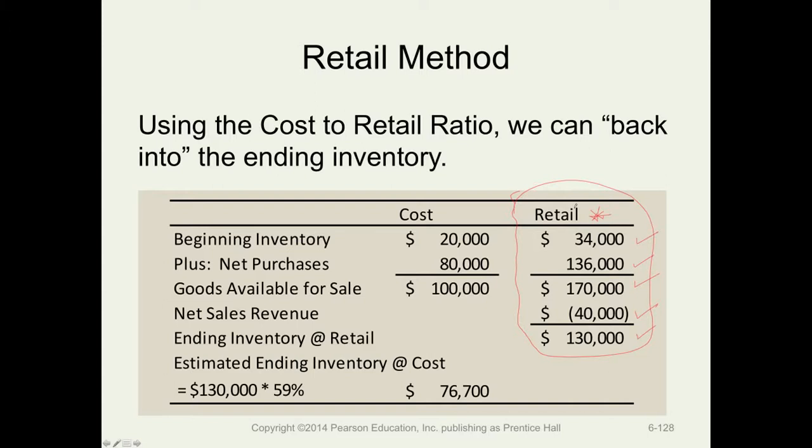Rather than the cost of goods sold, you subtract out the retail value of what you sold. And of course, the ending inventory at retail is estimated at 130, and the estimate at cost would be to multiply it by the cost to retail ratio. So your estimated ending inventory at cost here would be $76,700. So the two ways that we can estimate ending inventory would be to use the ratio of cost to retail under the retail method and the cost of goods sold percentage under the gross profit approach.